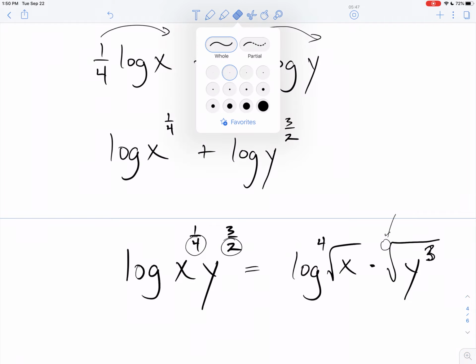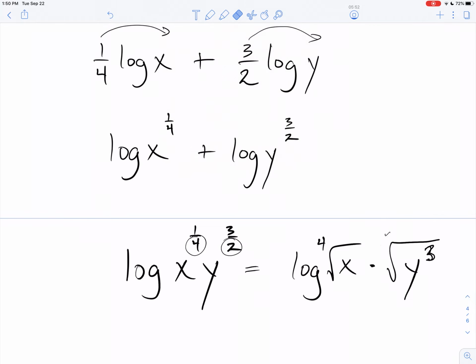Whoop. Oh, come on. Why are you doing that? I just want to erase it. Okay.